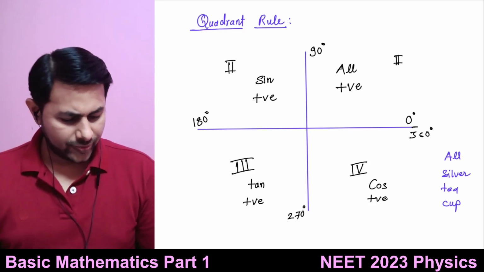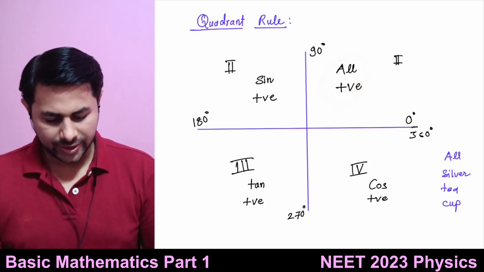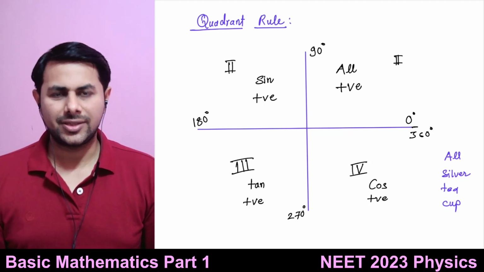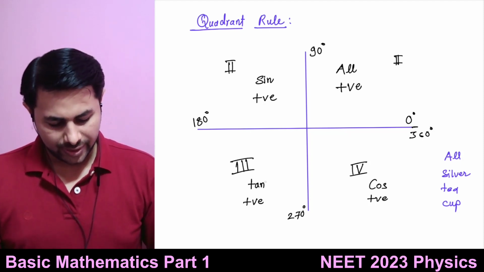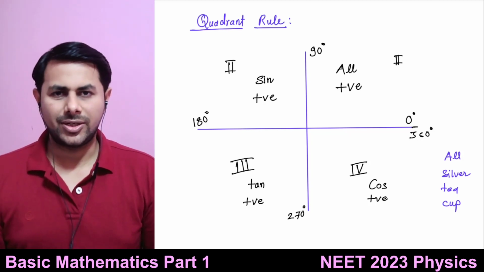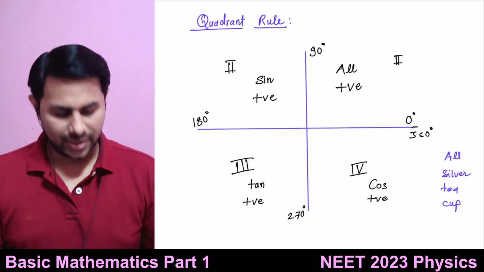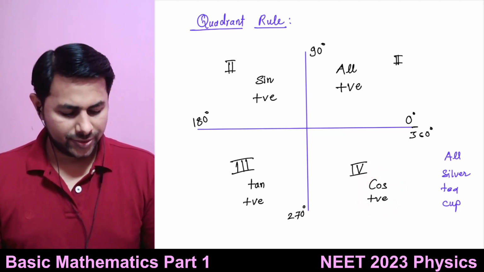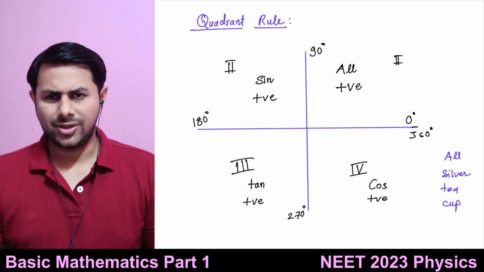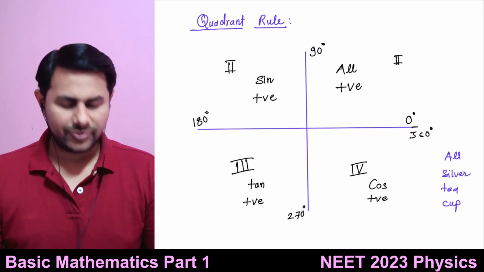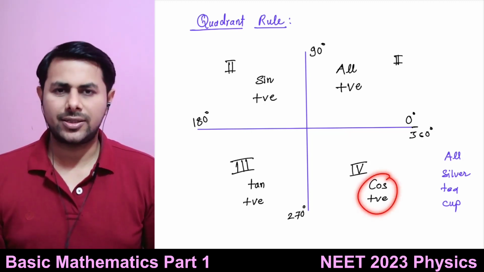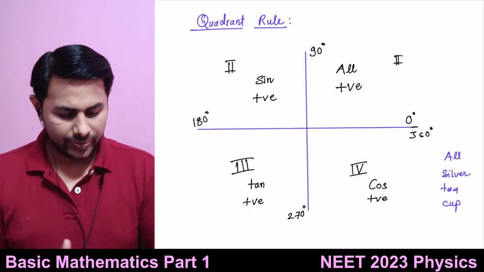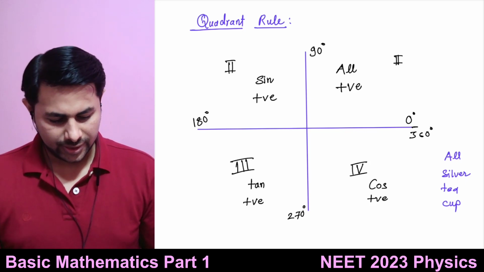So all positive in the first quadrant. In the second quadrant, sine is positive and its reciprocal, cosec, is also positive. All others are negative. In the third one, tan is positive, so its reciprocal is going to be positive, and all others are negative. In the last quadrant, cos is positive, so secant will be positive, and others are negative. So this is the quadrant rule of trigonometry.